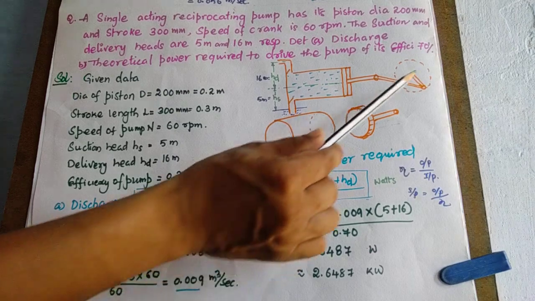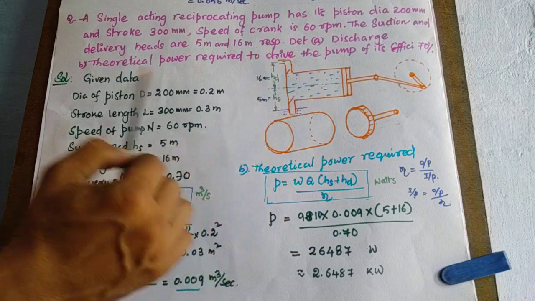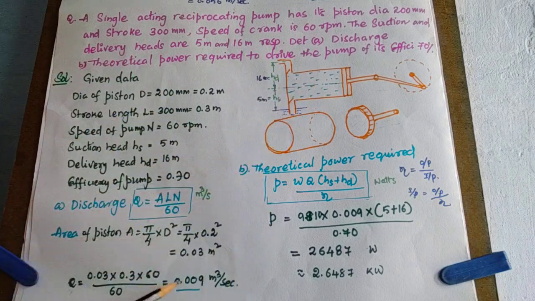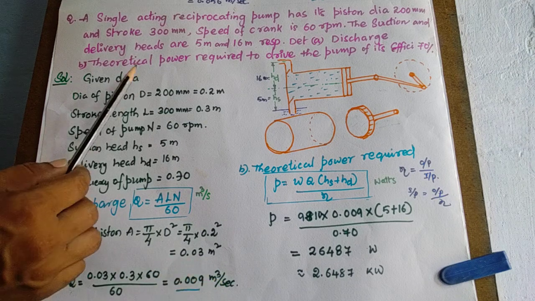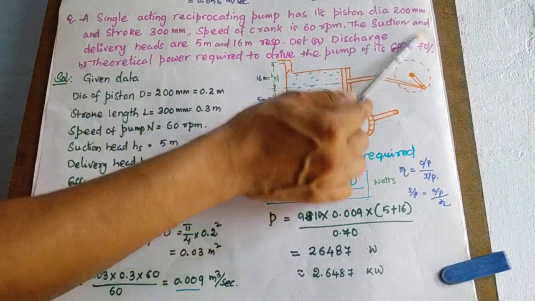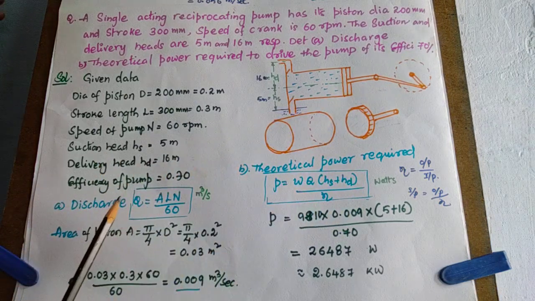So to get 70% efficiency from this pump, what is the power that we can supply to this pump so that it will give this much discharge? To give this much discharge, what power can be supplied so that the efficiency of the pump may be up to 70%? That we have to find.